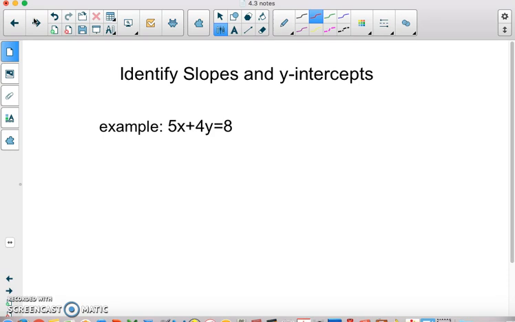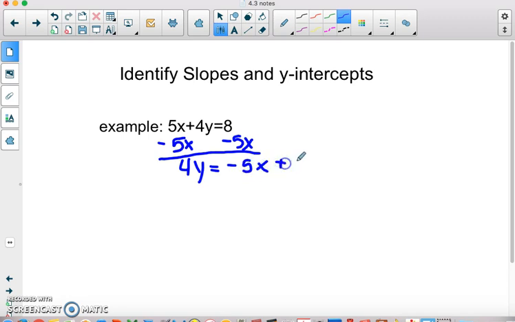Our first example is about identifying slopes and y-intercepts. The example is 5x plus 4y equals 8. The first thing we want to do is to put our equation into slope-intercept form. So my goal is to get y by itself. So the first thing I want to do is subtract 5x on both sides. So I'm left with 4y equals negative 5x plus 8.